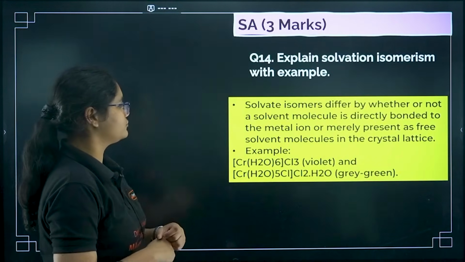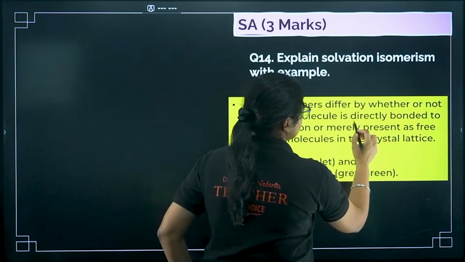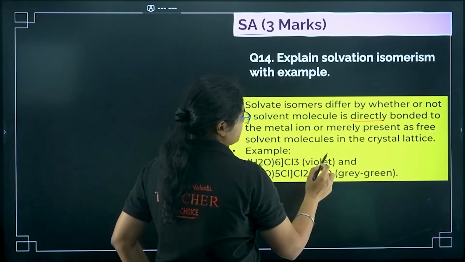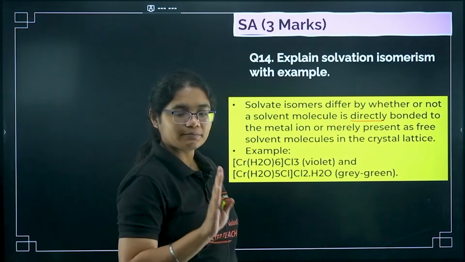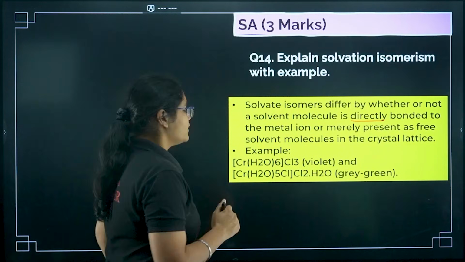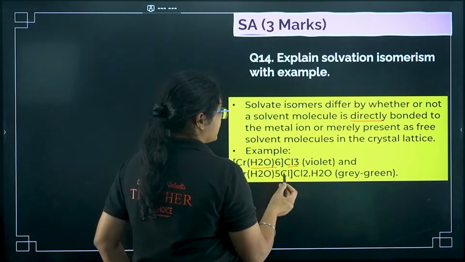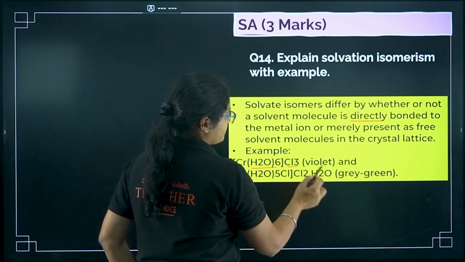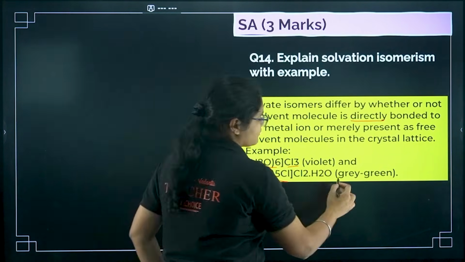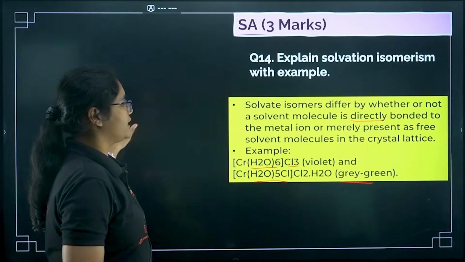Next, solvation isomerism. Solvate isomerism differs by whether or not a solvent molecule is directly bonded to the metal atom or merely present as free solvent molecules in the crystal. It is very similar to ionization isomerism, but you have to use a water molecule here. Now if you see here [Cr(H2O)6]Cl3, what I can do is bring one water molecule outside and one chlorine inside, so that will affect the color of the compound, and these two are called hydrate isomerism or solvate isomerism.